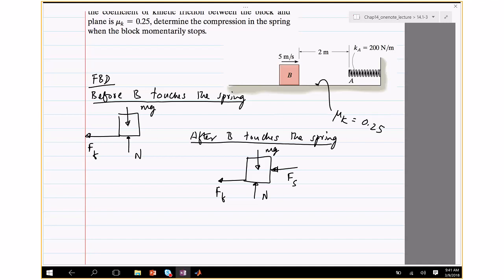So it's 2 steps. However, using the principle of work energy, you can do it in a single step. So that's the advantage of using work energy. So I'm going to solve it using work energy, but please try to do it using F equals ma. That's a totally legitimate way to do this.